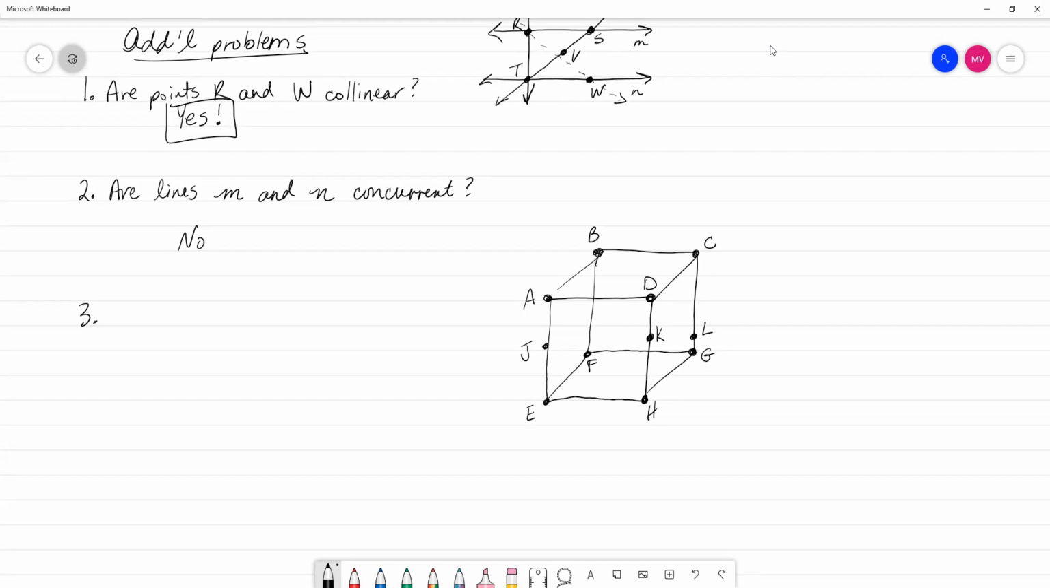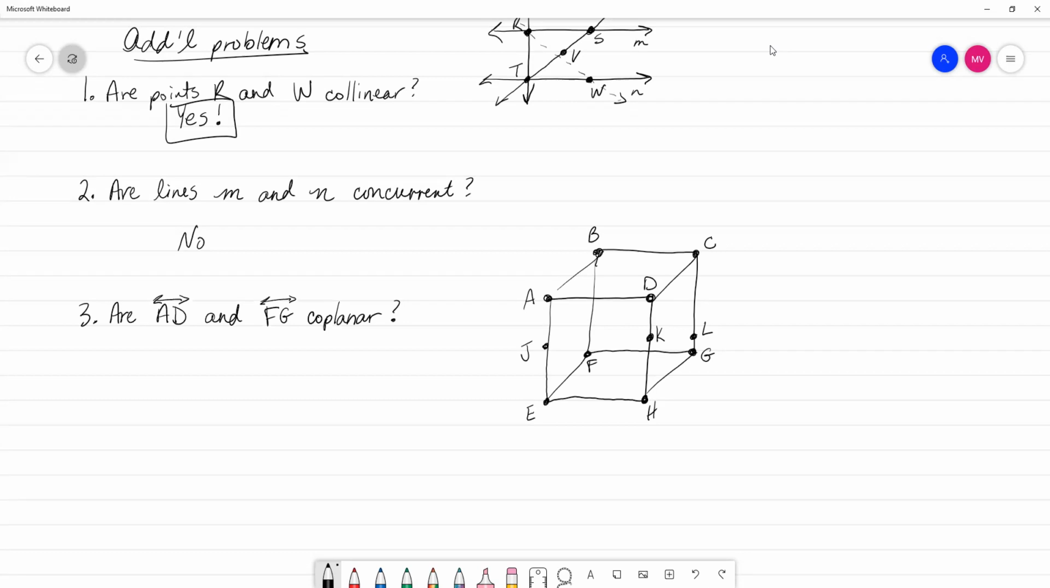Okay, so let's look at my questions about this figure. Are lines AD and FG coplanar? What I'm asking is, are lines AD and FG coplanar? Well, anybody want to take a guess?